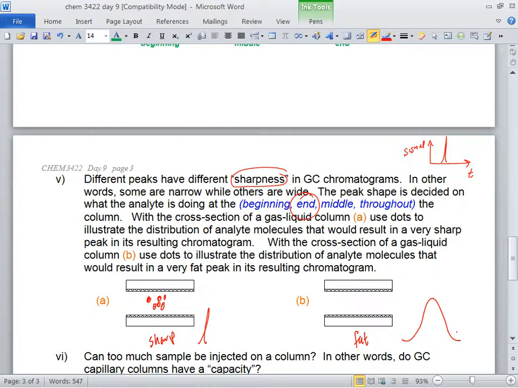Fat peak. Andy, now what? There would be more molecules stuck to the side and fewer in the middle. Yeah, so they're still in the liquid phase. You have to boil them off to get them off. And there might be... just draw a bunch in there.